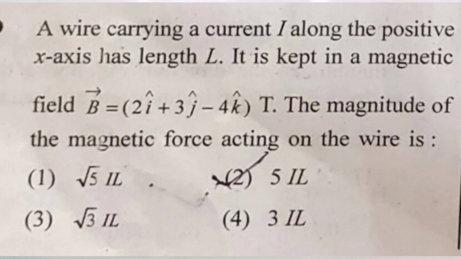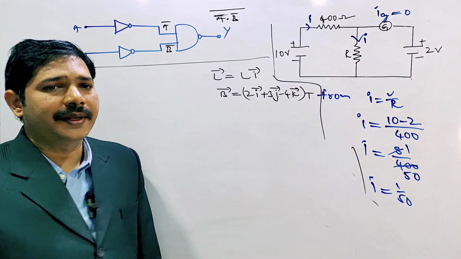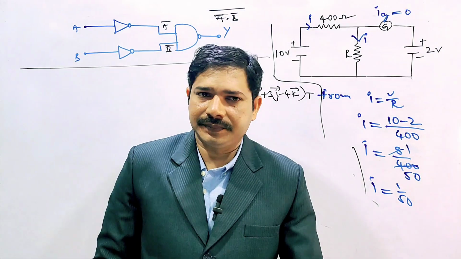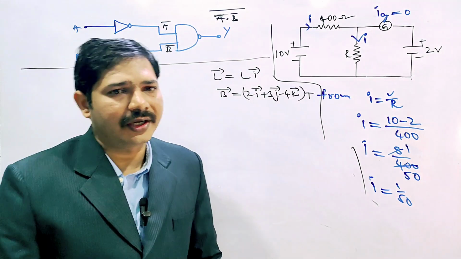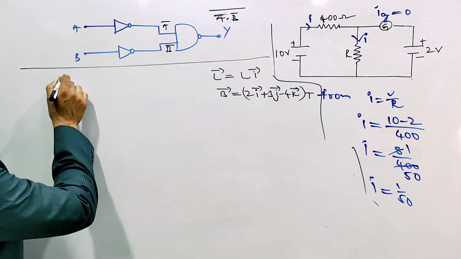Next question, you can check. A wire carrying a current I along the positive x-axis has length L. It is kept in a magnetic field B bar equal to 2i bar plus 3j bar minus 4k bar Tesla. The magnitude of the magnetic force acting on the wire is? Here one conductor is placed in an external magnetic field, and a force acts on the conductor.